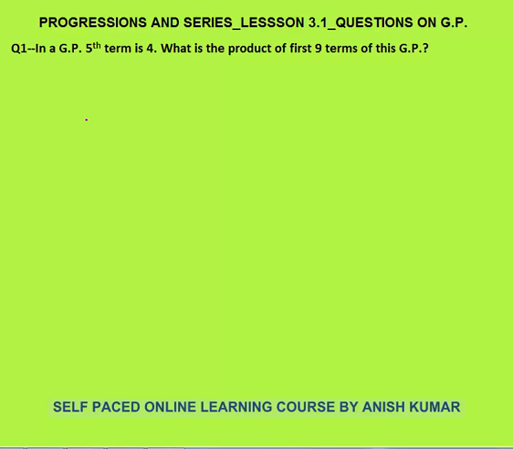The first question is that in a GP the fifth term is 4. We know that the fifth term is AR power 4, and this is 4. Now what is the product of the first 9 terms of this GP? The first term is A, second term is AR, third term is AR square, fourth term is AR cube, and the ninth term is AR power 8.